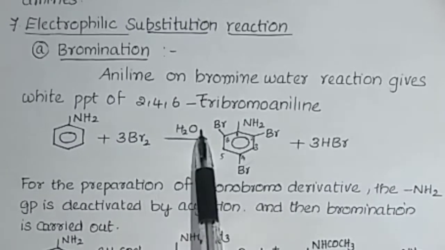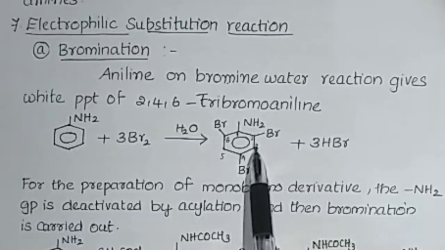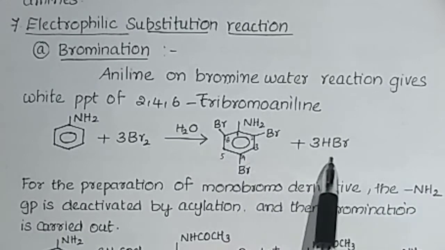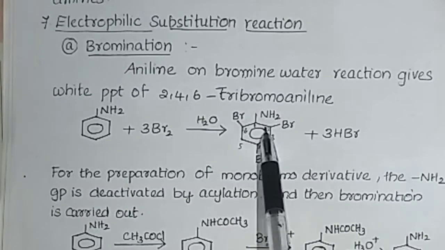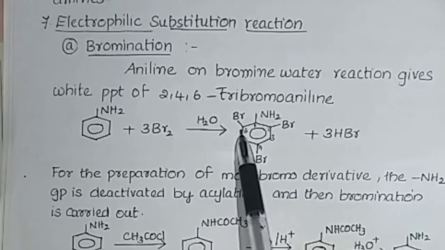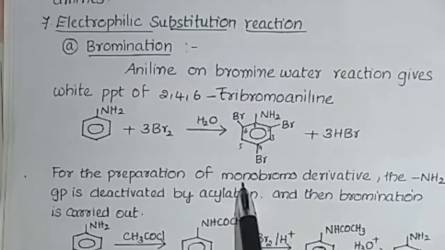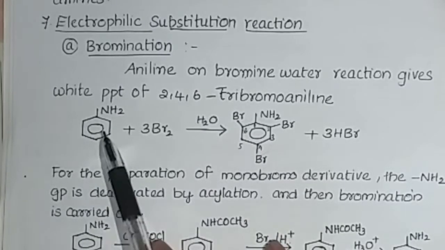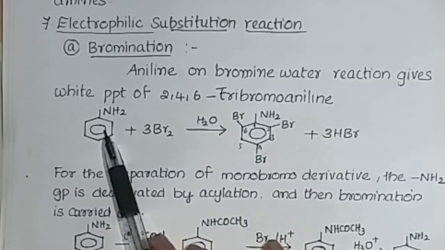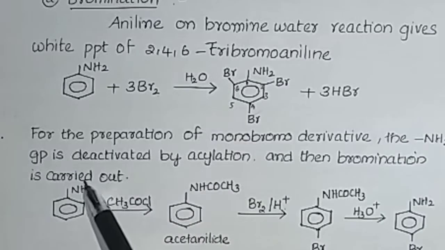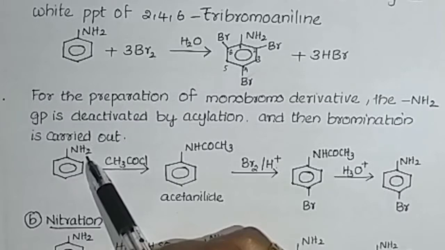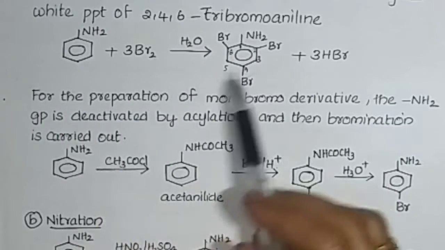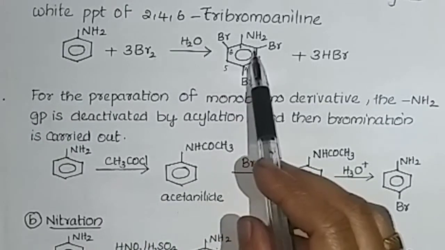On treating with bromine water, we get 2,4,6-tribromoaniline. To avoid this tri-substitution and get only mono-substituted products, first aniline is treated with acid chloride. Due to the presence of the NH2 functional group, it is a highly activated group. That is the reason we get a tri-substituted product.